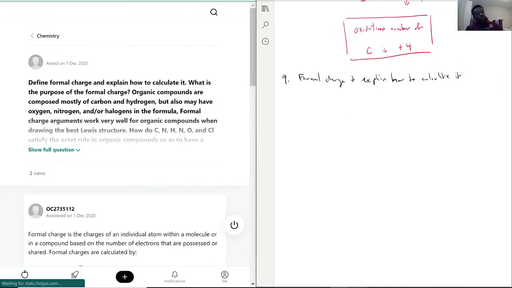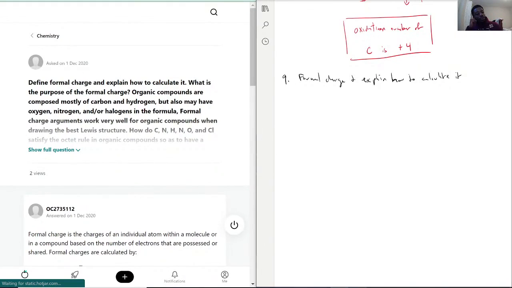What is the purpose of the formal charge? Organic compounds are composed mostly of carbon and hydrogen, but also may have other elements and atoms. And formal charges work very well for organic compounds when drawing the best Lewis structure. How do these satisfy the octet rule in organic compounds so as to have a formal charge of 0?